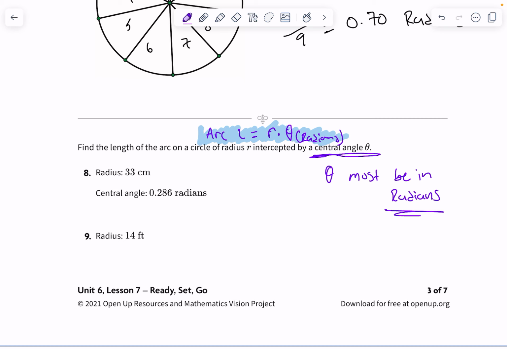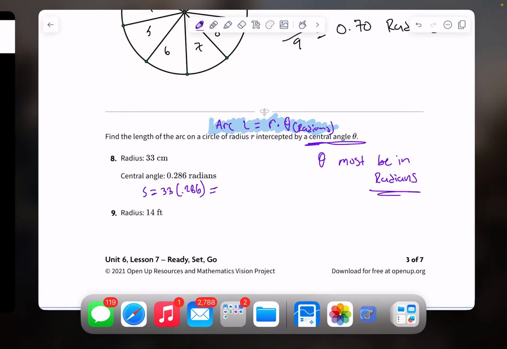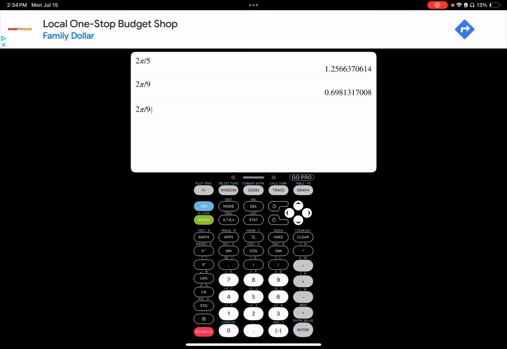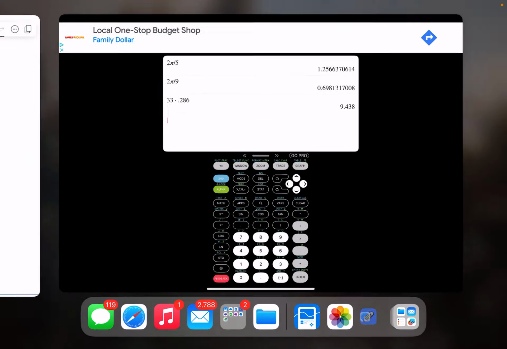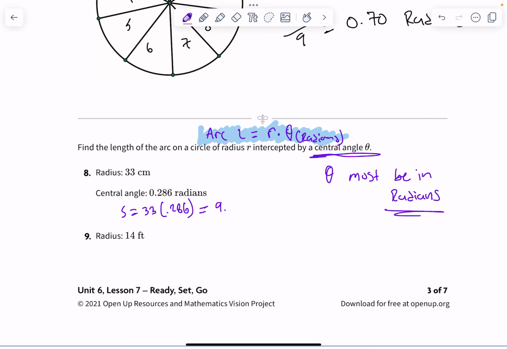Okay. So the length of the arc, that's usually known as S. So we'll say that S here is equal to 33 times 0.286. Okay, and it becomes just a matter of plugging in your numbers. So this is pretty straightforward. So 33 times 0.286 is equal to 9.438. It is important to put units. What are the units here for arc length?